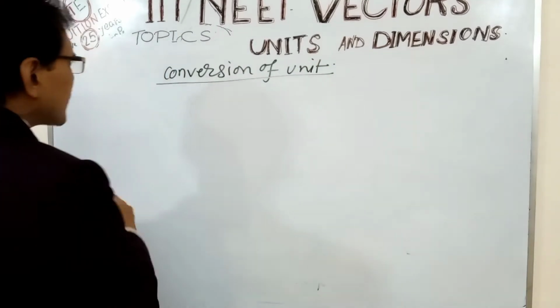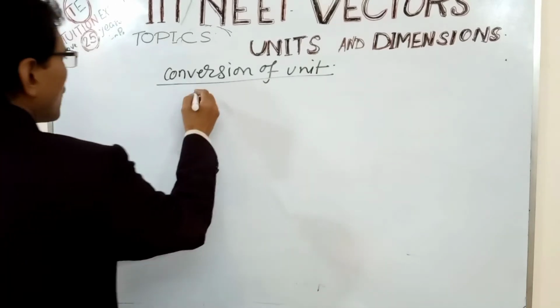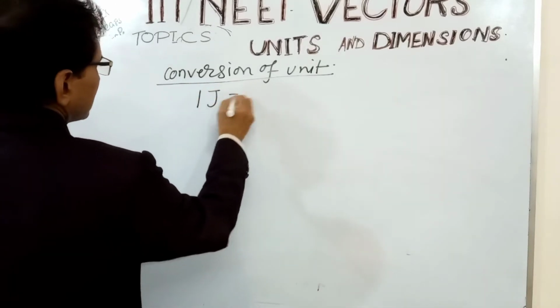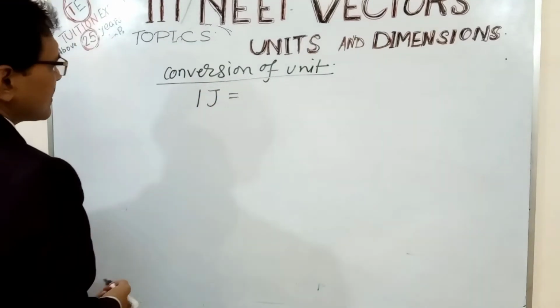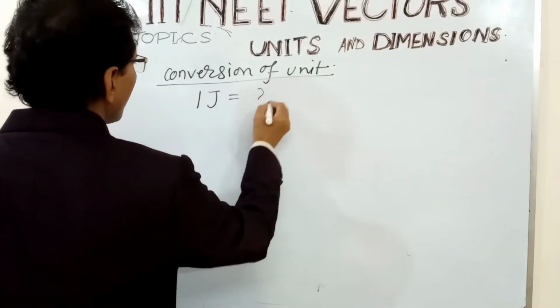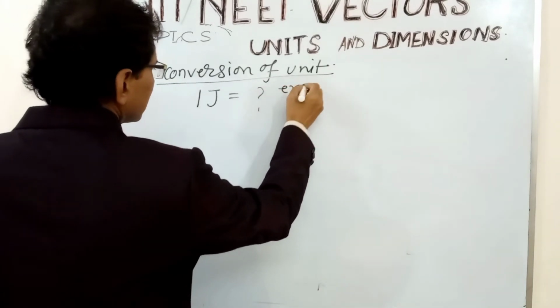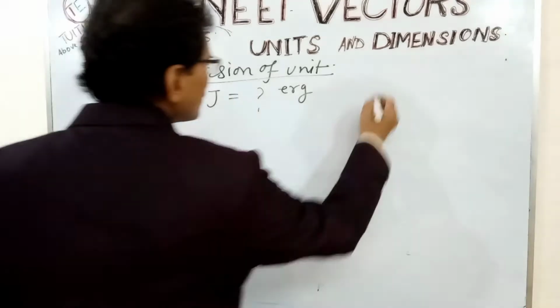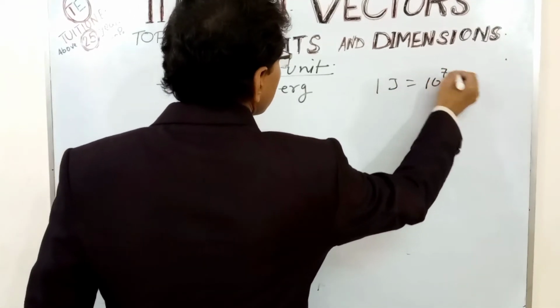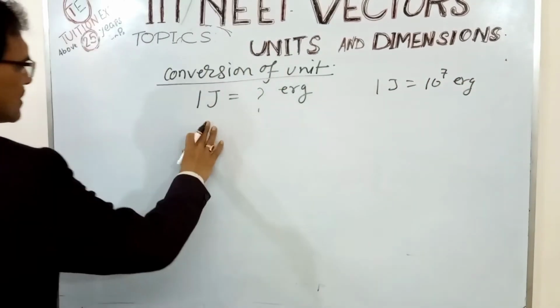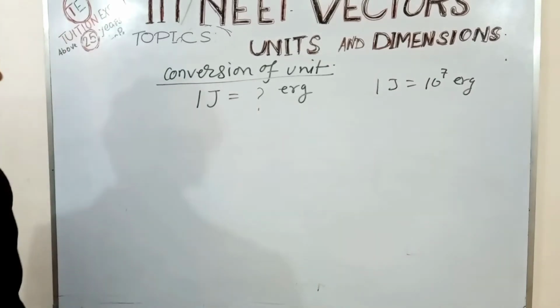How to convert from one unit to another? Suppose 1 joule. This is the SI unit of work. How many ergs is 1 joule? We know 1 joule equals 10 to the power 7 ergs. Now how to find this? By the dimensional method.